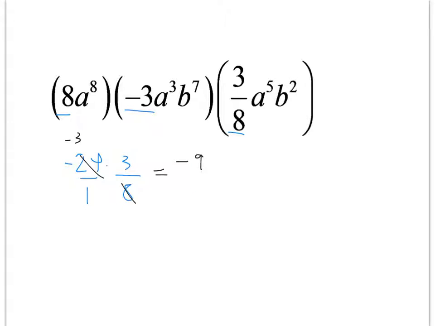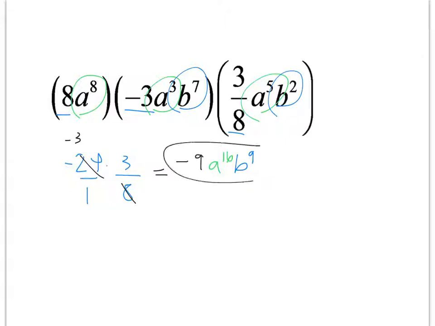Now if I look at combining my a's, I have a to the 8th, a to the 3rd, and a to the 5th. That gives me a to the 16th. And then I also want to combine b to the 7th, b to the 2nd. That gives me b to the 9th. So my final answer would be negative 9, a to the 16th, b to the 9th.